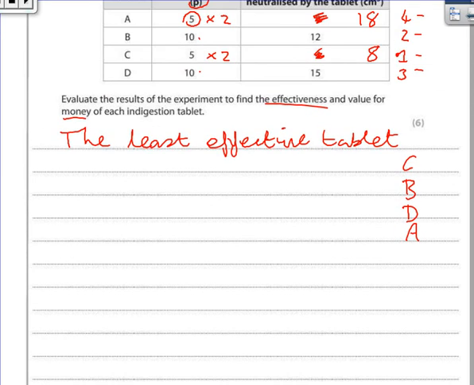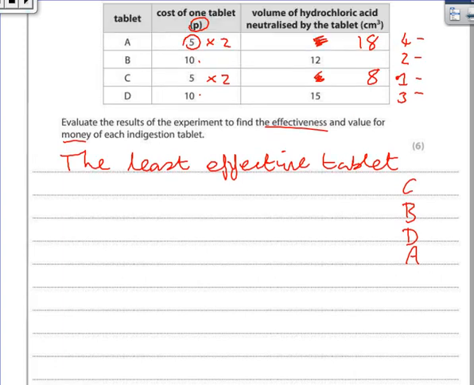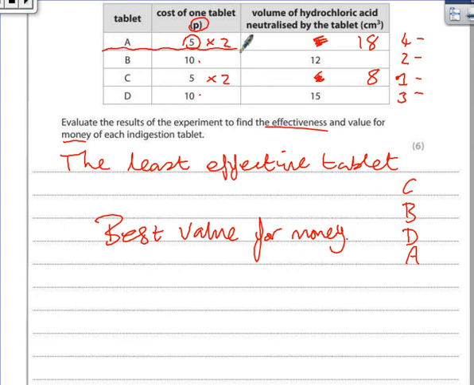The 6 marks for this one are just basically coming out with which is the best value for money. If you write a passage which says which are the best value tablets, best value for money, that's how you evaluate it. And obviously the best value for money is A, isn't it? Because for 10p it neutralises 18 centimetres cubed of acid. That's how you want to tackle that question anyway.